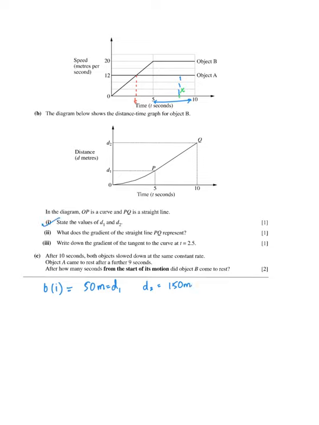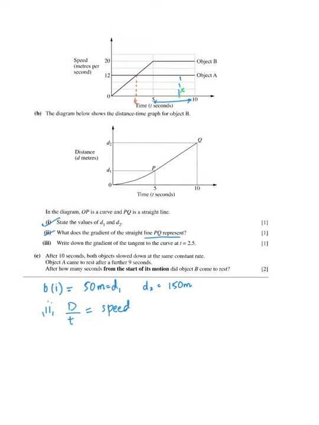Second part: what does the gradient of a straight line PQ represent? So what you have is distance and time. So distance over time leads to speed. Alright, so the gradient of a line PQ represents speed. So that is the part 2 answer.